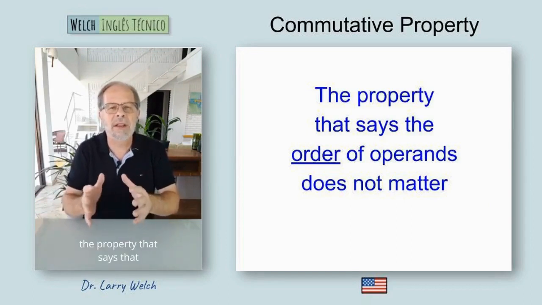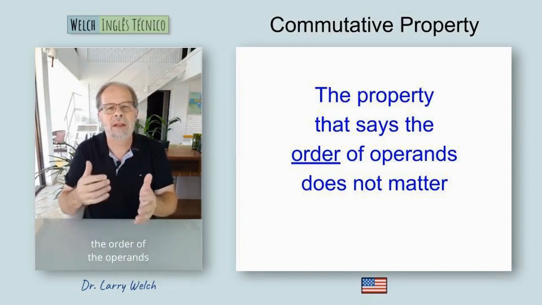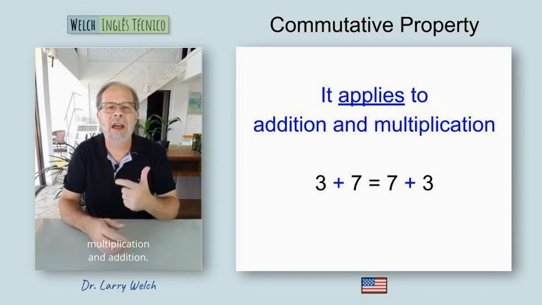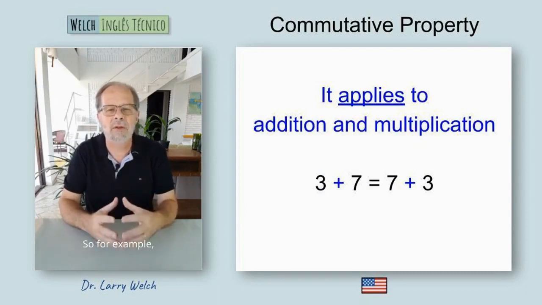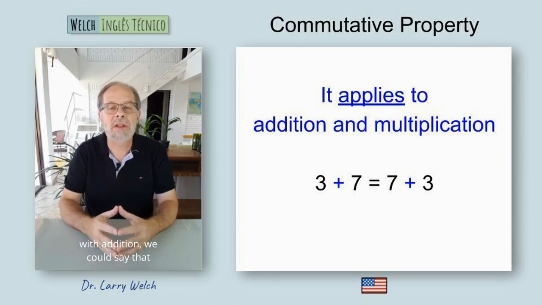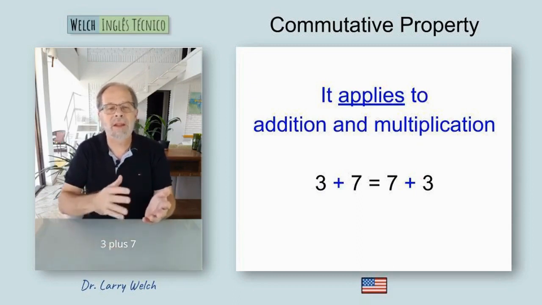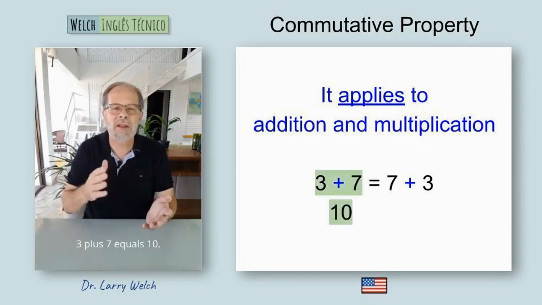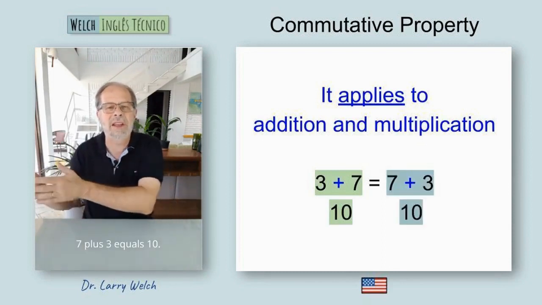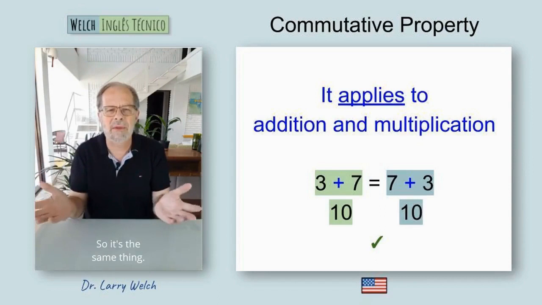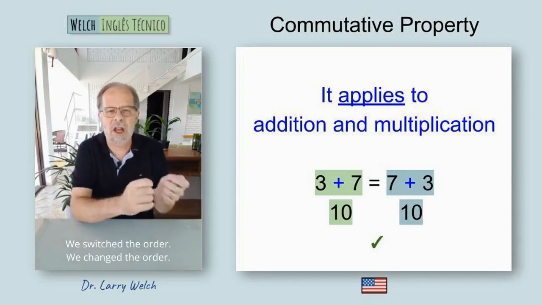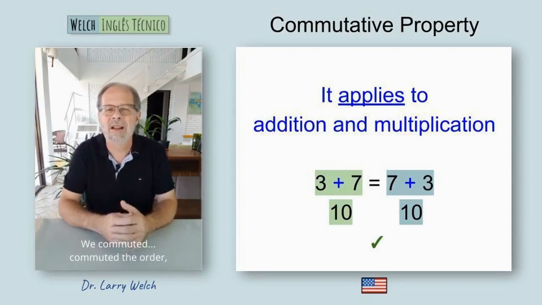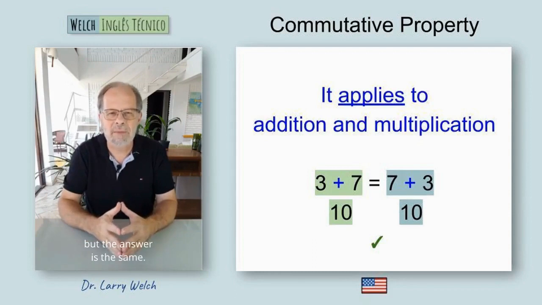Again, the property that says that the order of the operands does not matter. This property applies to multiplication and addition. So, for example, with addition, we could say that 3 plus 7 is the same thing as 7 plus 3. 3 plus 7 equals 10. 7 plus 3 equals 10. So it's the same thing. We switched the order. We changed the order. We commuted the order. But the answer is the same.